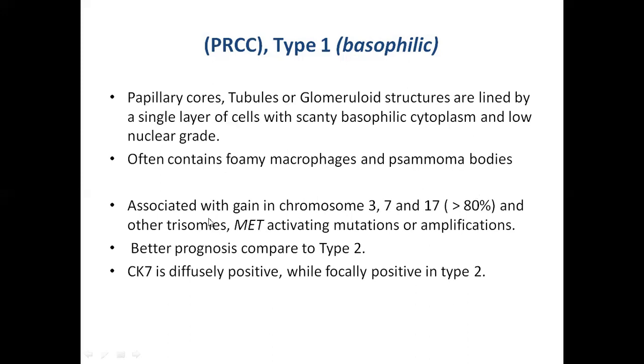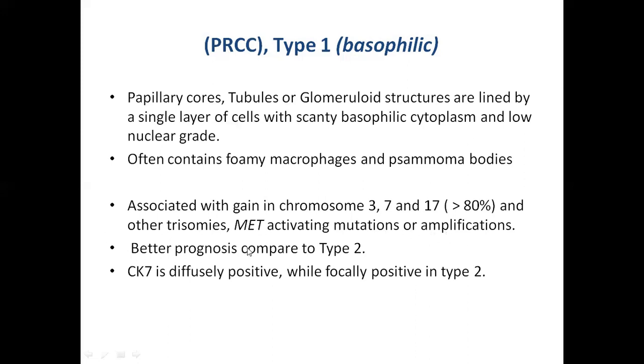In terms of molecular origin, it is very important to remember that type 1 papillary tumors are commonly seen with trisomies, such as chromosome 3, chromosome 7, and chromosome 17, in greater than 80% of the cases, and they are very consistent, especially compared to their type 2 version. And it has been seen that they have MET activating mutations or amplifications.